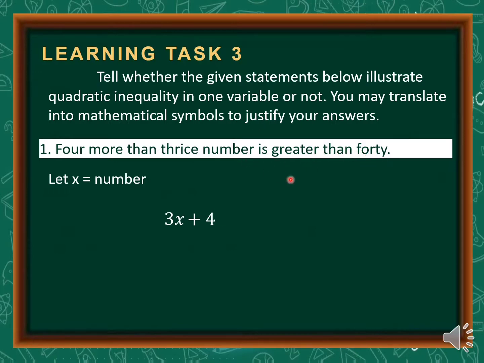So this is an inequality symbol. So that represents, ayan, is greater than. Is greater than 40. Alright. So this is your representation or your mathematical statement. So we have 3x plus 4 is greater than 40.